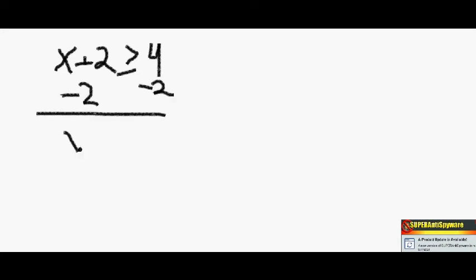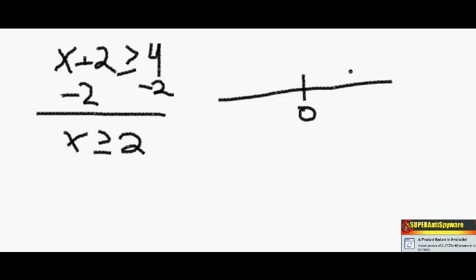Numbers 62 to 65. Let's see here. So the problem is, I'll change the numbers again. I'll say x plus 2 is greater than or equal to 4. So first thing is, we treat it as if it's an equal problem. So we need to subtract 2 from both sides, just like normal. And when we do that, we get x is greater than or equal to 2.